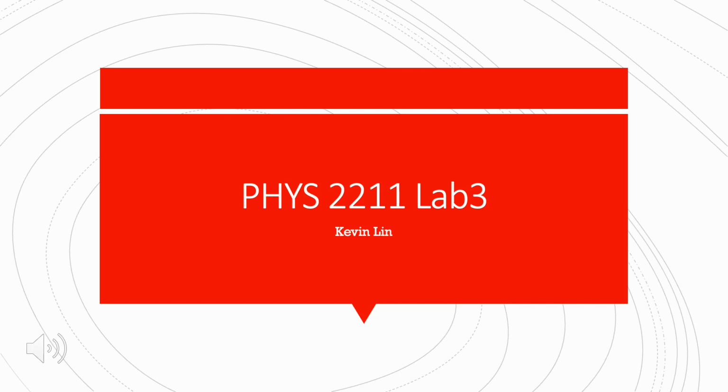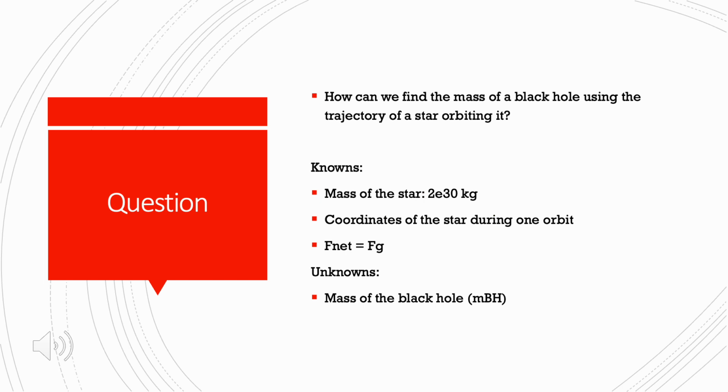Hello, my name is Kevin, and today I'll present to you my results on a lab I conducted about black holes. The question we should be asking ourselves with this lab is how can we find the path of a black hole using the trajectory of a star orbiting around it? For this lab, we were using a GlowScript code.